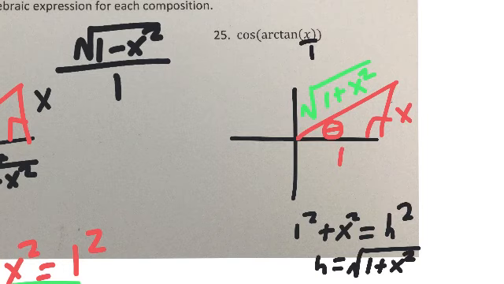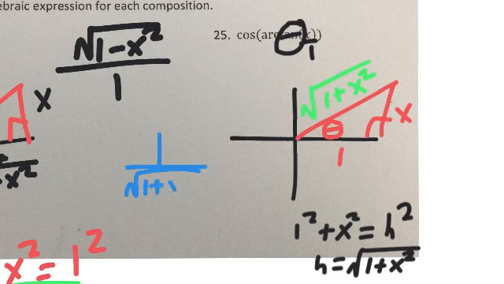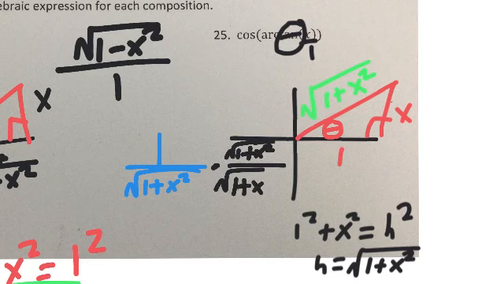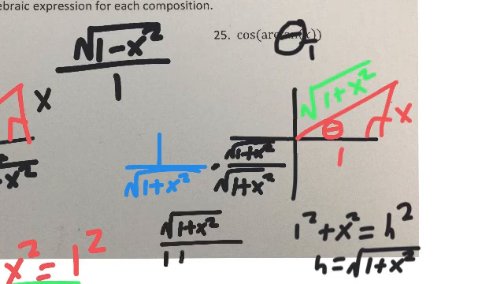Now our arc tangent of x, remember that's just going to be some angle theta. And now I'm finding cosine of that same angle. So cosine would be the adjacent over the hypotenuse. That's going to give me 1 over the square root of 1 plus x squared. Now I have to rationalize this, so I have to multiply top and bottom by square root of 1 plus x squared. So that's going to be the square root of 1 plus x squared over 1 plus x squared.